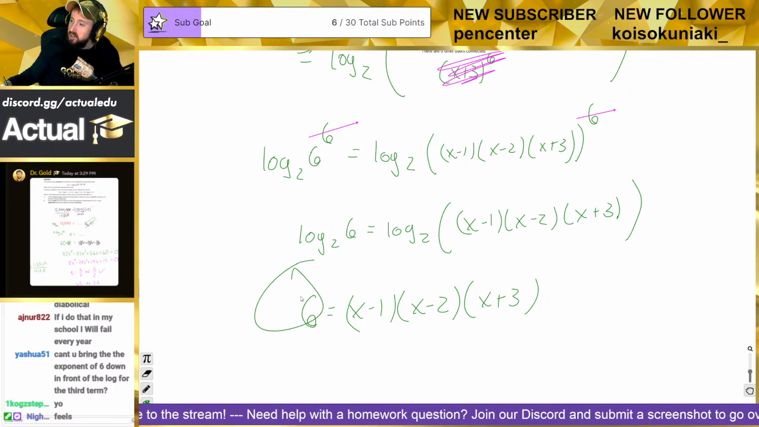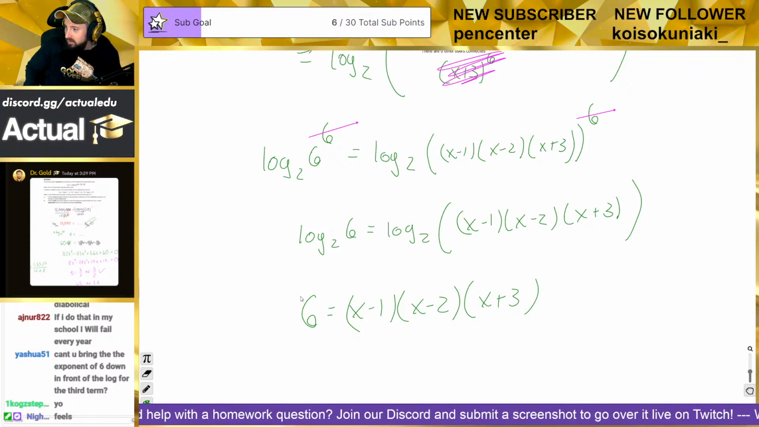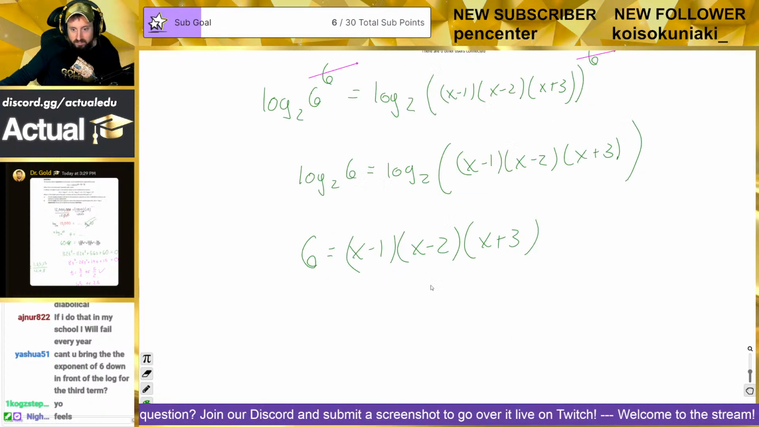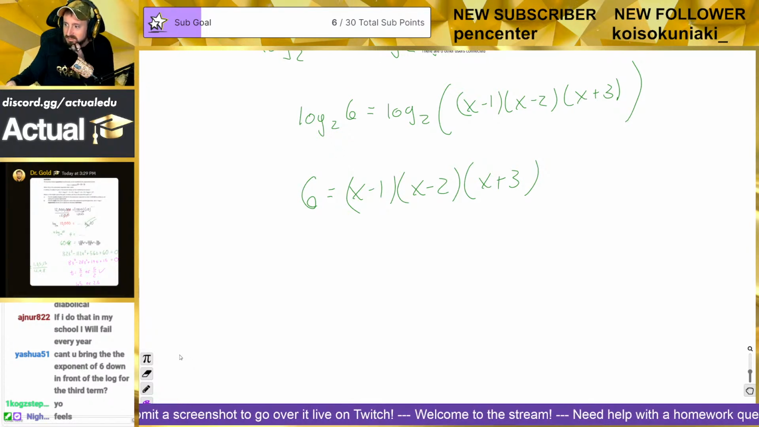It'd be so nice if this was 0, because then we could just say it's all the factors. But they made it equal to 6. So I've got to FOIL this, right? How you feeling? It's annoying.